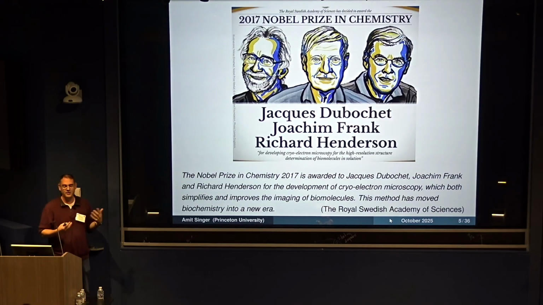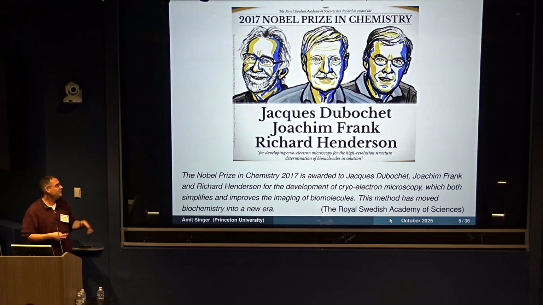So due to this advancement, the resolution revolution, just a few years later, in 2017, the Nobel Prize in Chemistry was awarded to 3 of the pioneers of cryo-EM, Jacques Dubochet, Joachim Frank, and Richard Henderson.